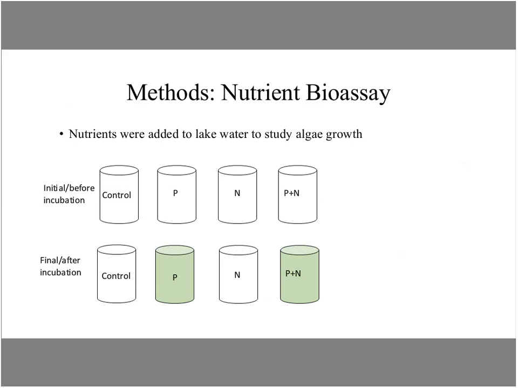So to determine limiting nutrients, we use a method called the nutrient bioassay. This is sort of supposed to represent nutrient bottles, similar to what Marissa talked about. The growth here in the phosphorus, and the phosphorus and nitrogen, indicates that phosphorus is a limiting nutrient, since we don't see any growth in the nitrogen bottle after incubation, but we do see it in the phosphorus and phosphorus plus nitrogen.